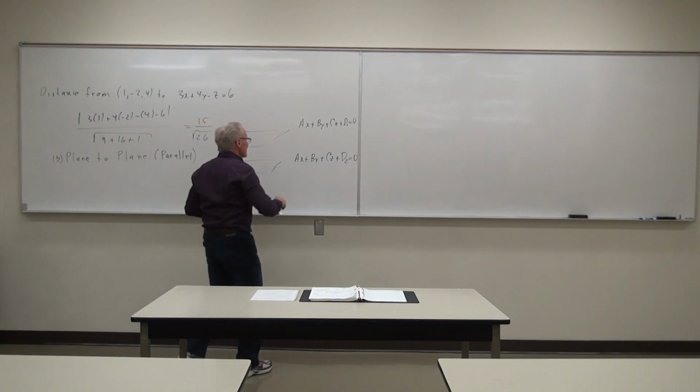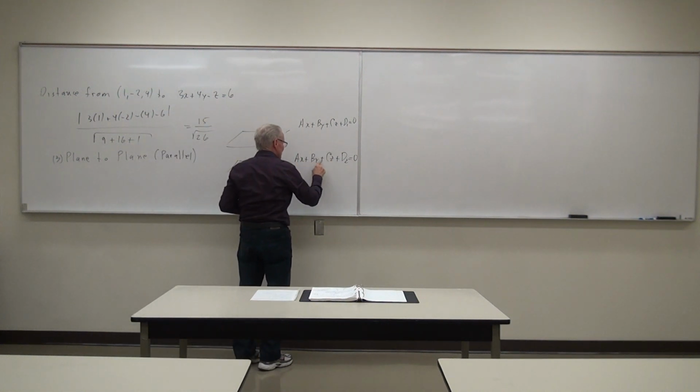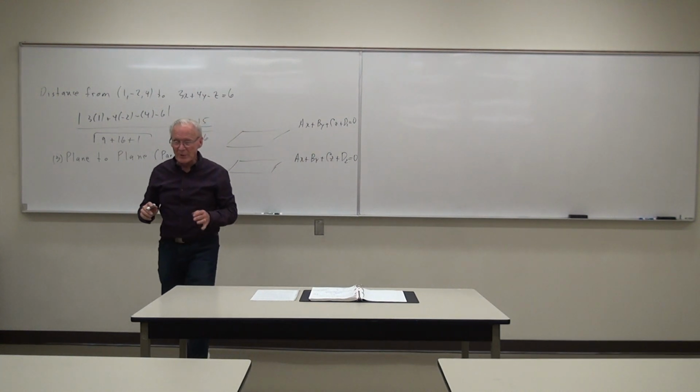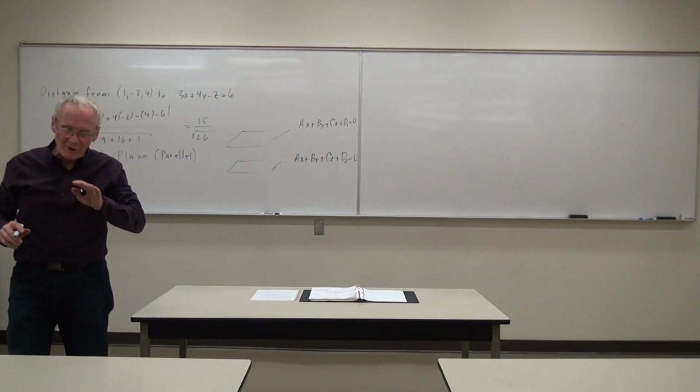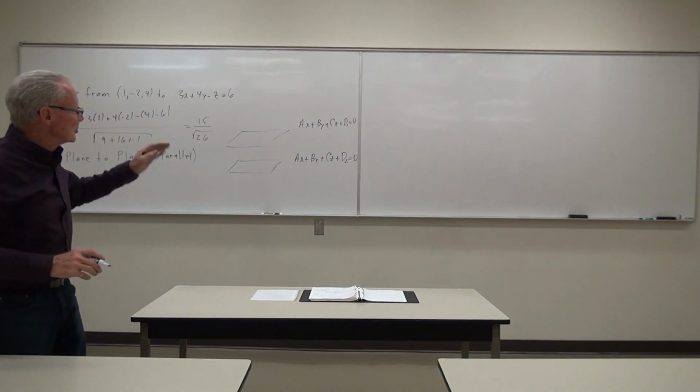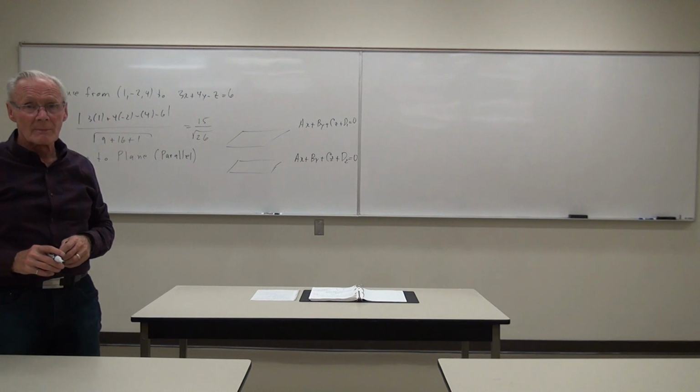Now, the a, b, and c here don't have to be exactly the same as the a, b, and c there. Like this might be 1, 1, 1. This one could be 2, 2, 2. Right? They're still parallel. So they don't have to be exactly the same, but you could make them the same if you wanted, because they are parallel.